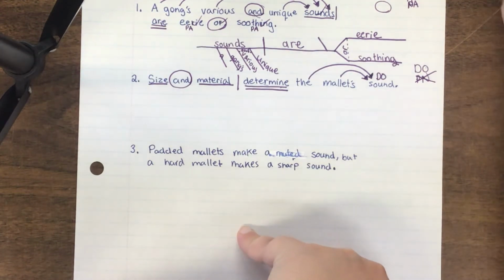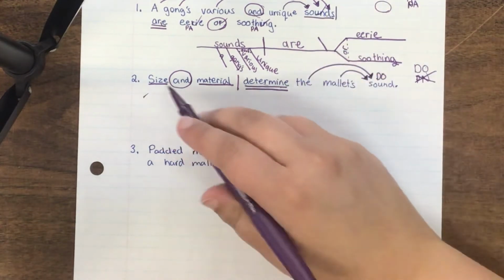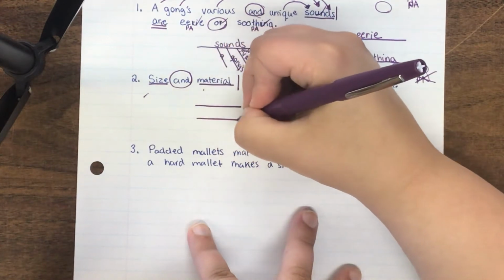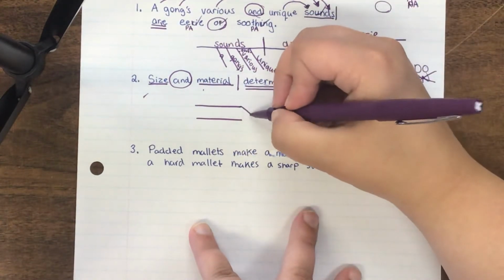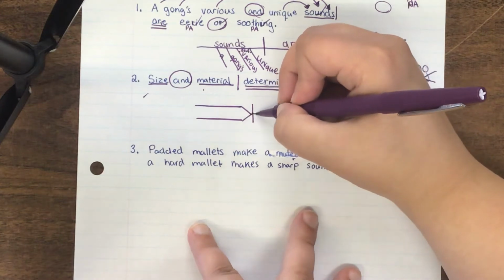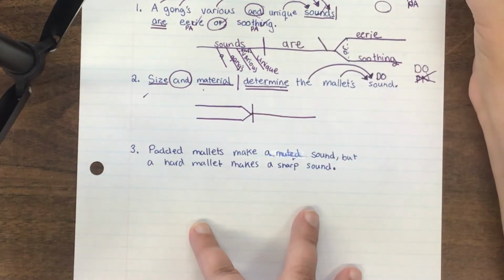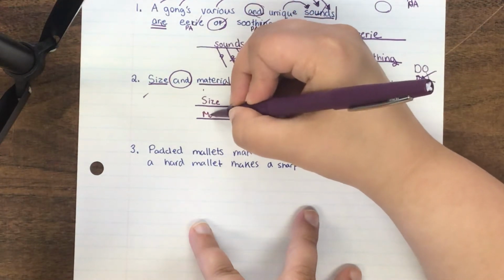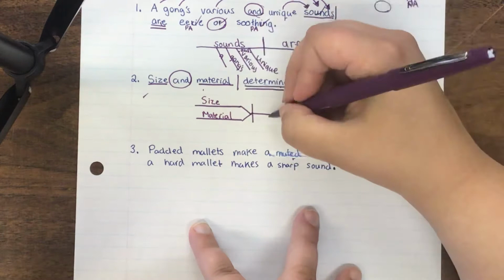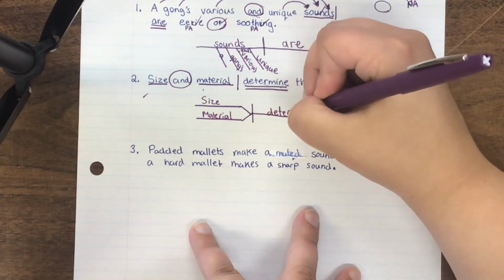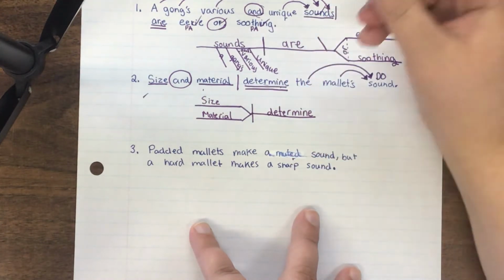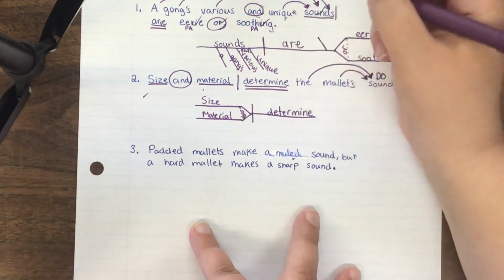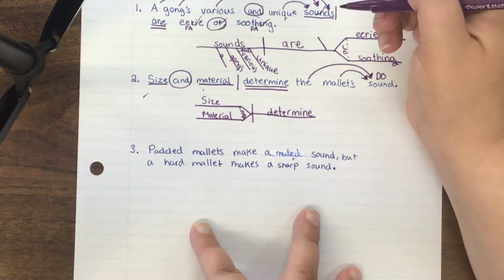So here we go. I have two nouns, so I'm going to have to draw two lines for my subject. Connect them up, draw a line like this, and then I have one verb, so I'm going to put a line like this. Let's start with those. So size, material, and then determine. Very good so far. And hey, we already can put our and in right there. And. So that's where my and goes to join those two up.